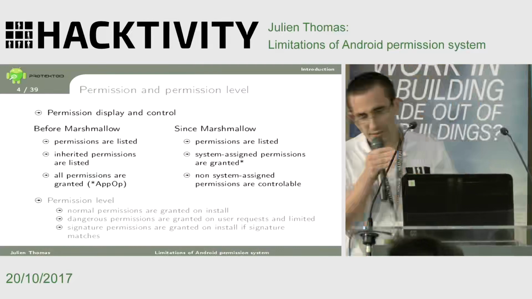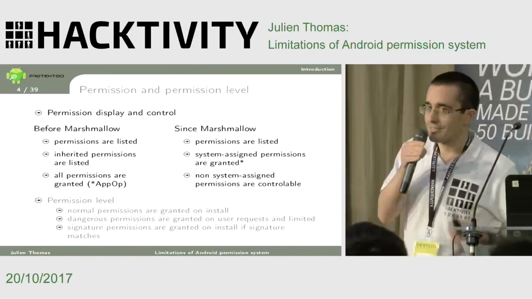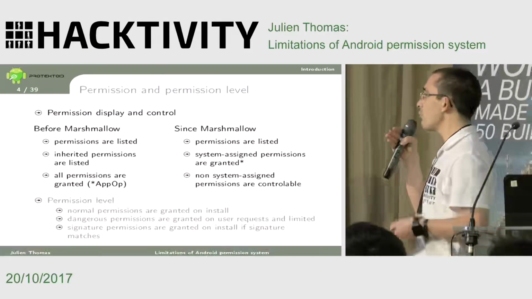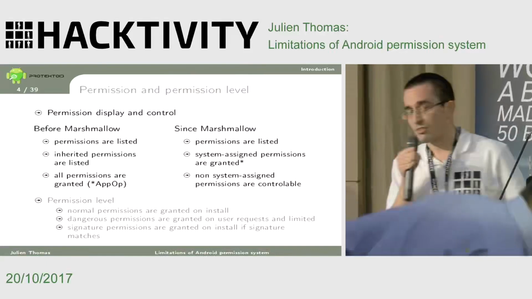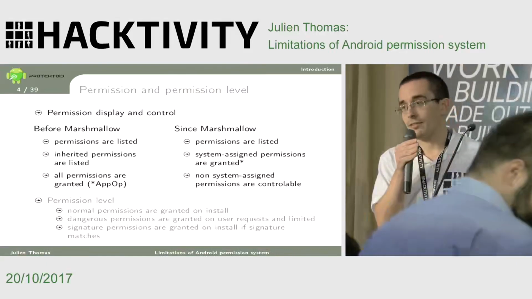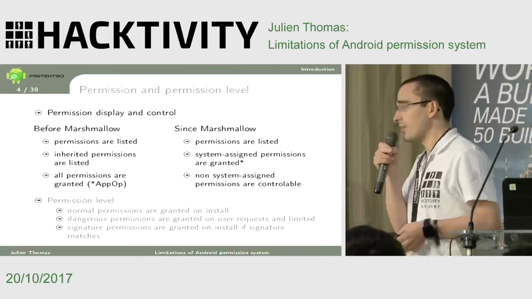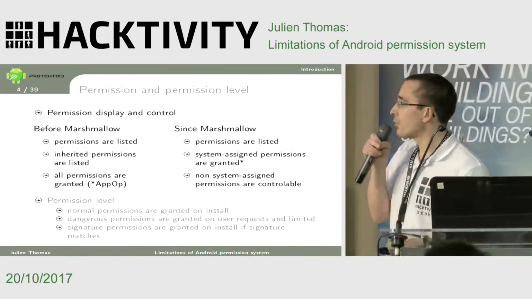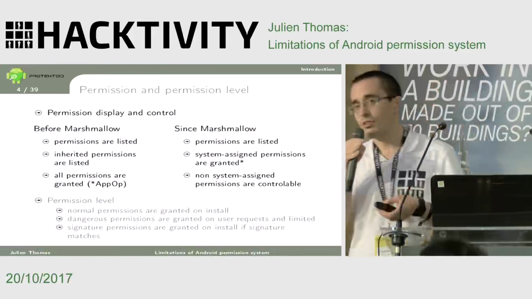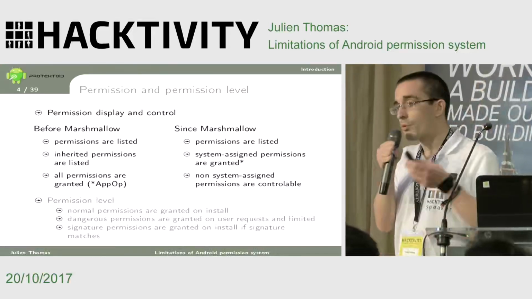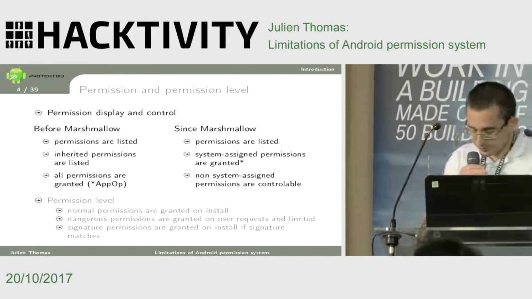You have, let's say, 3 or 4 levels of permissions. The normal permissions are granted on install, and that still remains. Then you have dangerous permissions, which are granted on user request only. So normally it's impossible to get a dangerous permission, such as contacts, without the user's consent. Well, we'll see that. Then you have signature permissions, granted on the specific condition that the signatures match. It's kind of a normal permission because it's granted on install, but on the condition that the signature of the application requesting the permission is the same as the one that defined it. It's used, for example, at system level.